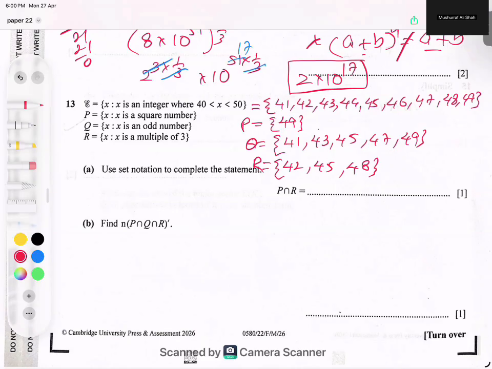Without this effort, if you try directly, there is a lot of chance of mistake. Now we can do it easily. Set notation for the complete statement here. So P intersection R, common members between P and R. So from here and from here, is anything common between P and R? Nothing common. So I must put the empty set symbol. So this empty set, sorry, make a 0 and cut it. Or the second option, you start a bracket, end the bracket. You write this way or this way, both are correct.